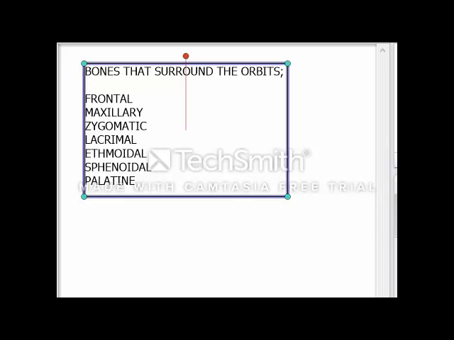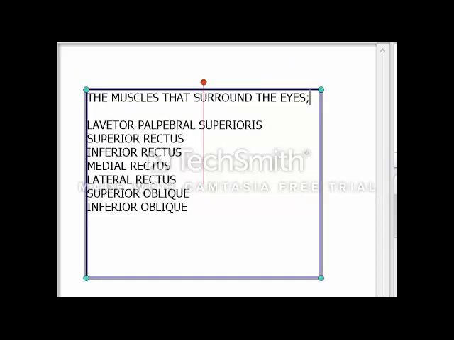Eyes are protected by bones. There are 7 bones that protect the eye. We have the frontal, maxillary, zygomatic, lacrimal, ethmoidal, sphenoidal, and palatine bones. These bones form a roomy structure that helps to protect the eye against any injury. There are also 7 muscles that anchor the eye firmly on the bony walls, so that no matter how injury comes, you hardly see the eye coming out.